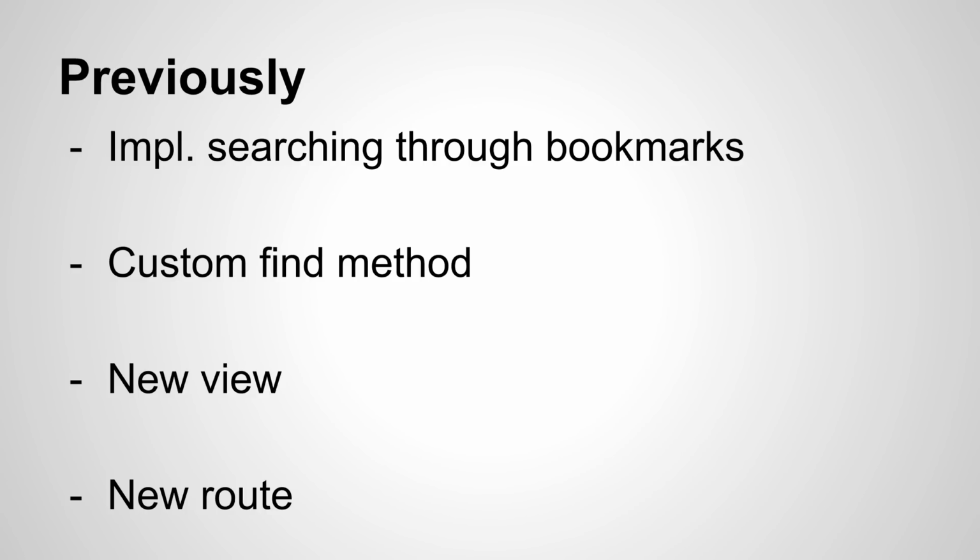In the previous video, we implemented searching through bookmarks so that when we amassed a huge collection of bookmarks, we could search through them. Now, while we implemented this feature, we made a lot of different stuff. For instance, we made a custom find method so that we could find bookmarks with a certain tag. We also implemented a new view and we implemented a new route.